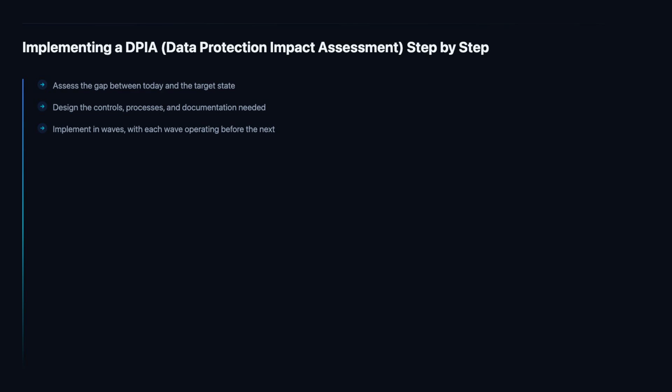Roll out in waves. Get Wave 1 operating before adding Wave 2. A DPIA, Data Protection Impact Assessment, succeeds in increments, never as a big bang. Verify with real evidence, records, runs, samples, not just policies on paper. Then iterate. The first version is never the final one.